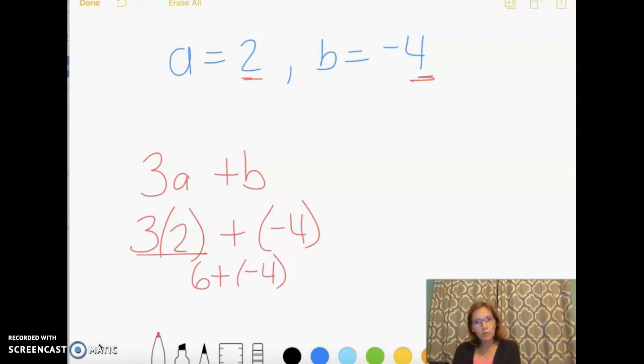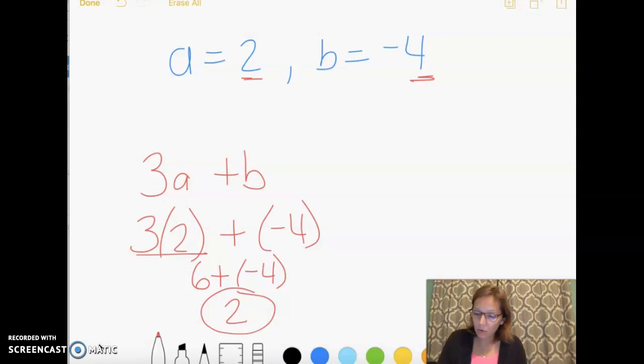Now I have addition and subtraction. I have two integers. The signs are different, so I'm going to subtract. 6 minus 4 is 2. The answer takes the sign of the bigger number. The bigger number is 6. It's positive, so my answer stays positive. All right? Almost done, guys. You're doing great.